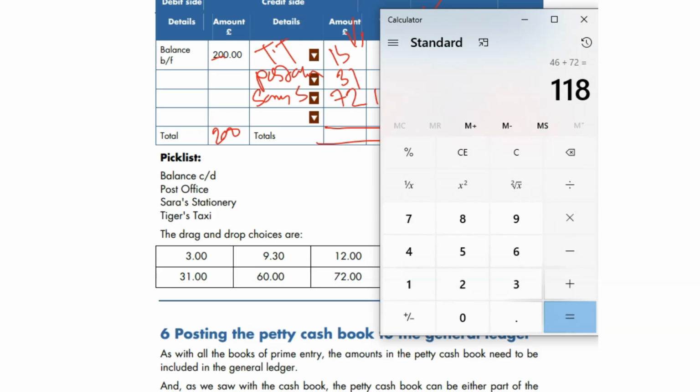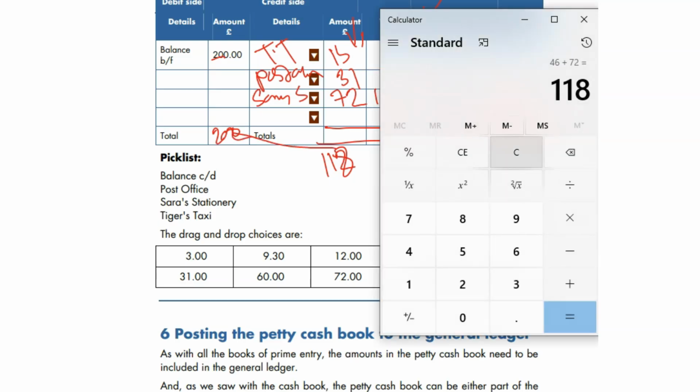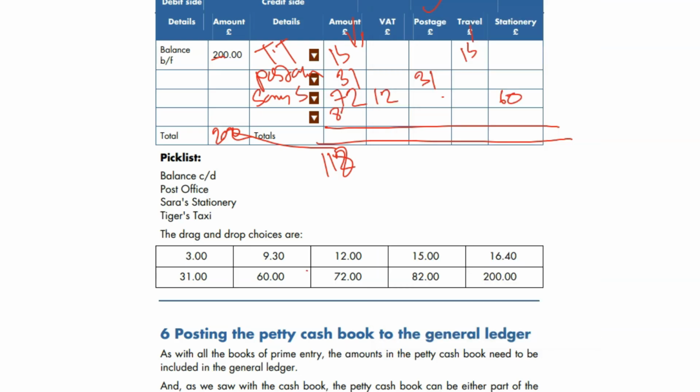How much money did you spend? You have spent, hold on, 118, right? 118. So keep it in here, 118. Of the 200, you spent 118, did you not? So 200 minus 118, 82 is left. That's a slightly different presentation, but I hope it's making sense. That's balance CD. CD becomes BD, 82, and then you'll bring 118 from the bank to restore it. That's how you do it.